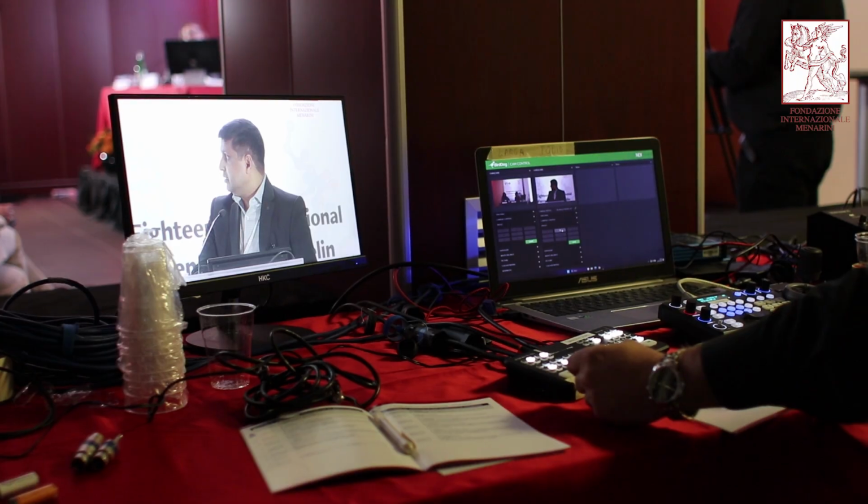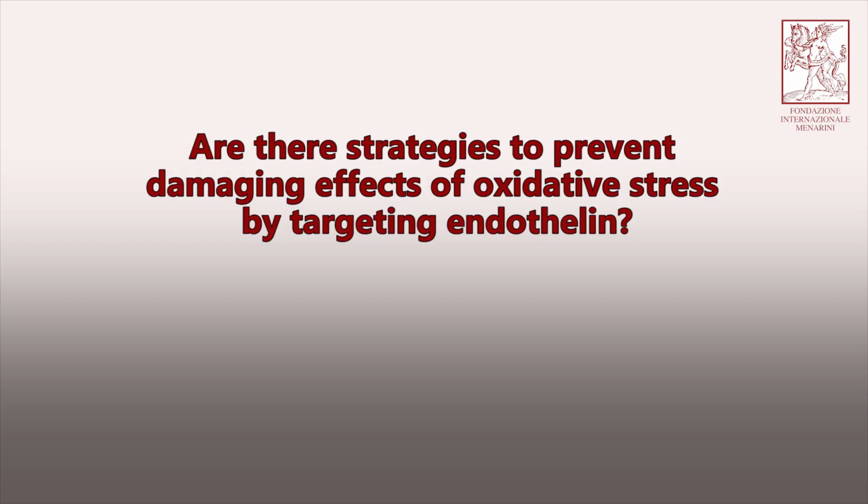And one of the molecular processes or mechanisms whereby endothelin causes damage of vessels is through oxidative stress. And oxidative stress is defined as an increase in the bioavailability of reactive oxygen species. Are there strategies to prevent damaging effects of oxidative stress by targeting endothelin? Well, one strategy would be to use an endothelin receptor blocker, because if you block endothelin receptors, you'll block the effects on the activation of the NOxes and the production of oxidative stress.